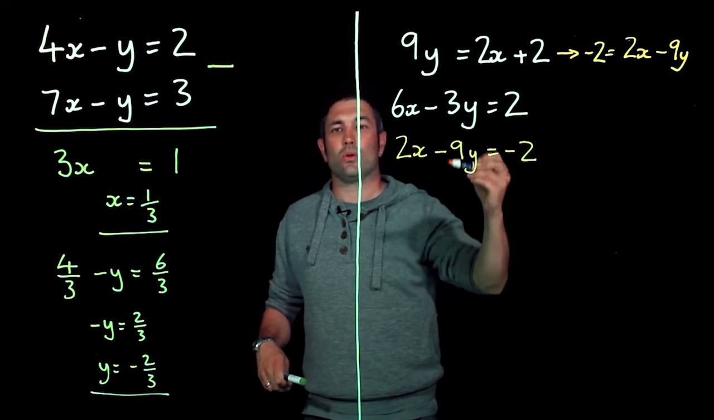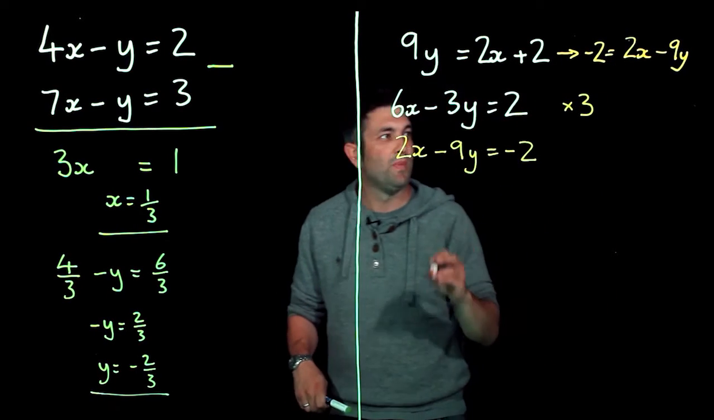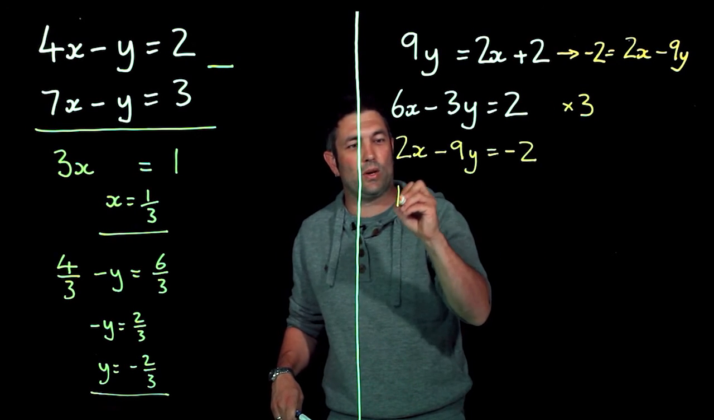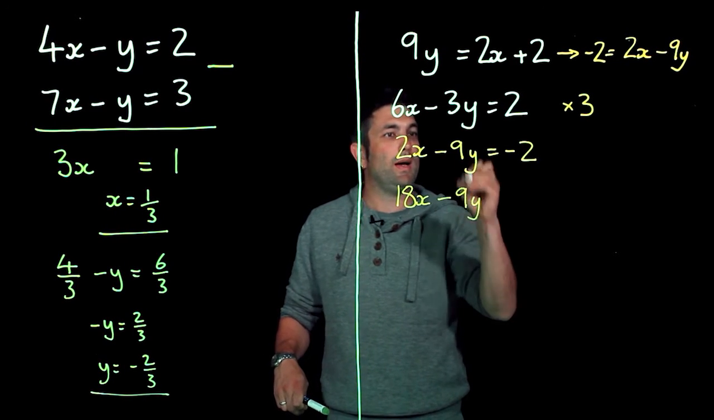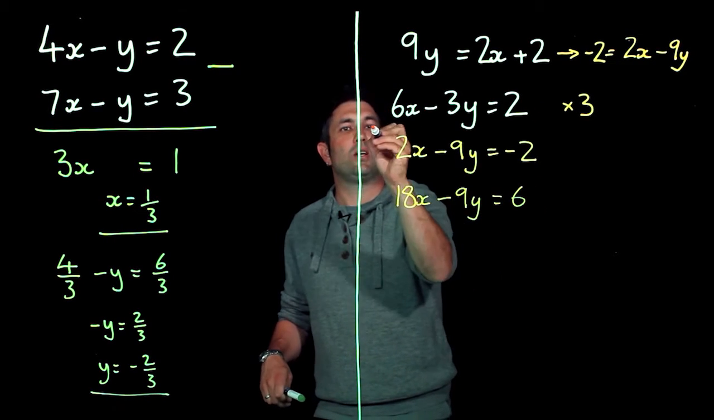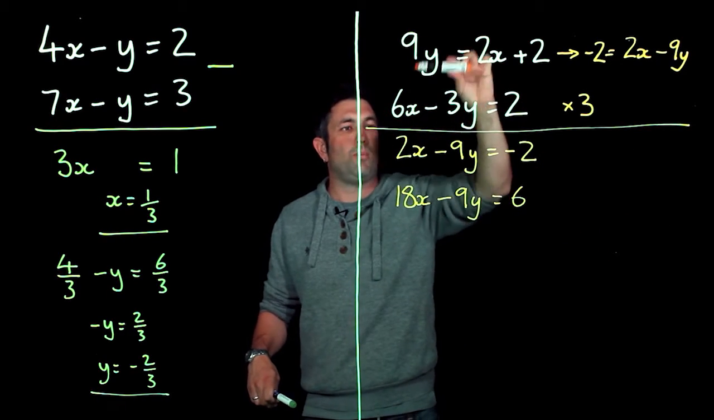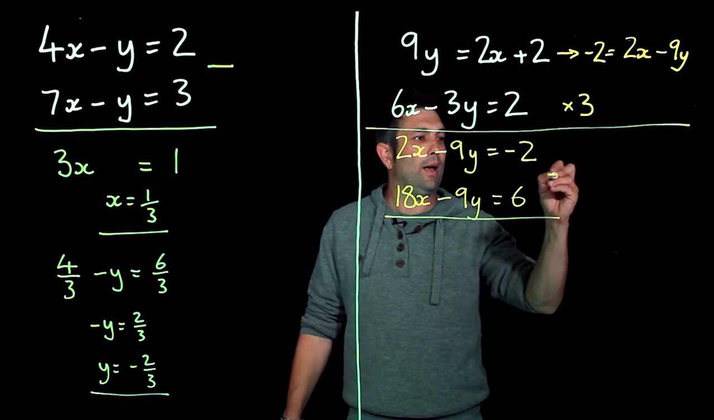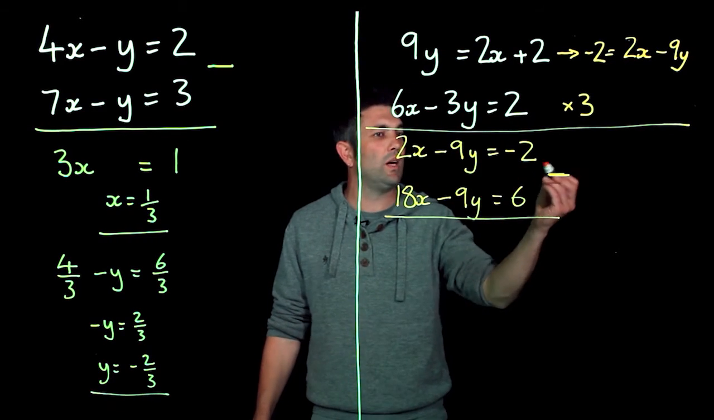Now you'll notice I haven't got the same amount of y's there, so I need to multiply this top one by 3. And if I multiply that by 3, don't forget I'm going to multiply everything by 3, so I get 18x minus 9y. Excellent, I've got the same amount of y's in there, equals 6. Now I'm actually going to draw a line between them just so I don't use this one or this one by mistake, and it's the ones in orange I'm looking at, and same sign for the y's, that's the letter I'm getting rid of, so I take away.